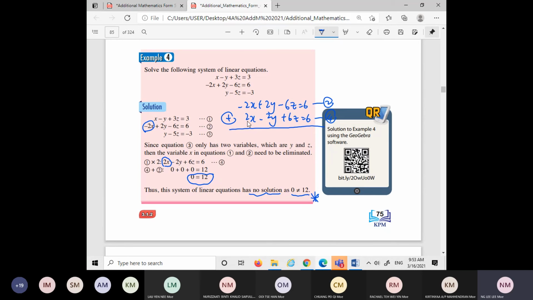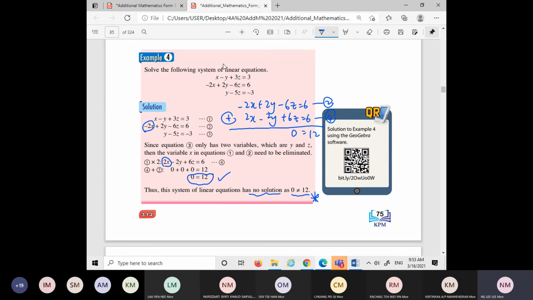So negative 2x plus 2x, this one is gone. 2y plus minus 2y, so 2y minus 2y is also gone. Negative 6z plus 6z is also gone. So here nothing, here is 0. But 6 plus 6 is 12. This is how you end up with this. Actually you can see this is no solution.